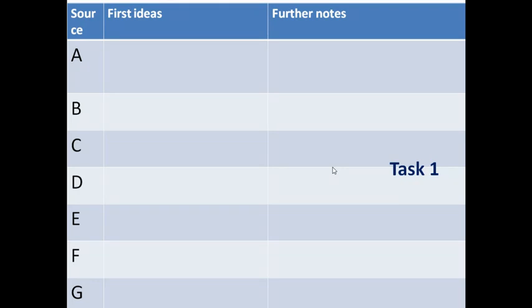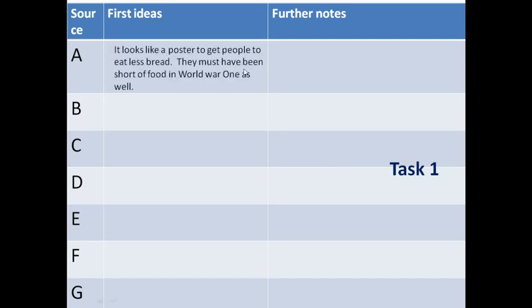But here's what your first ideas might look like when you've seen source A. You might write down something like, it looks like a poster to get people to eat less bread. They must have been short of food in World War I as well, as well as World War II, because we know about rationing in World War II. We know times were hard and food was short. So this is the first time we've heard about food being short in World War I. So we're making some notes in there.